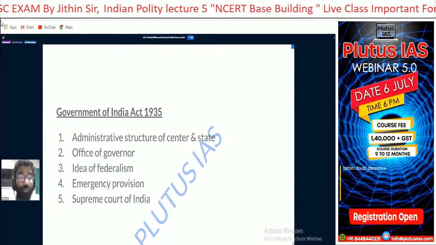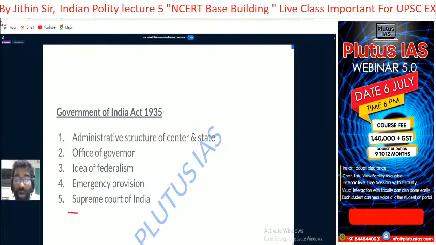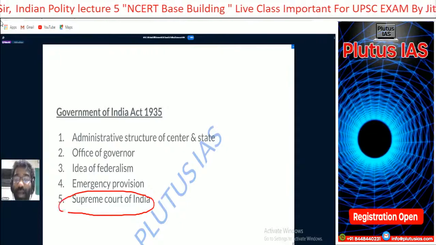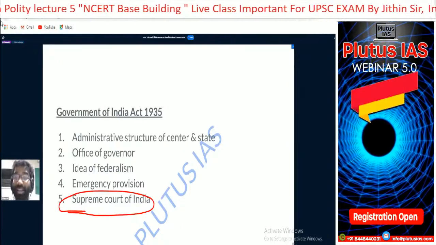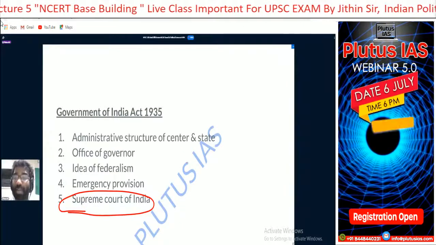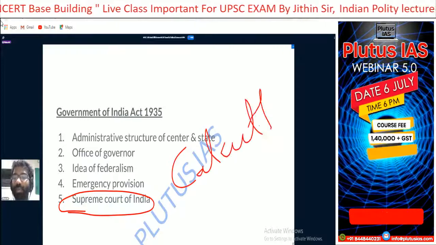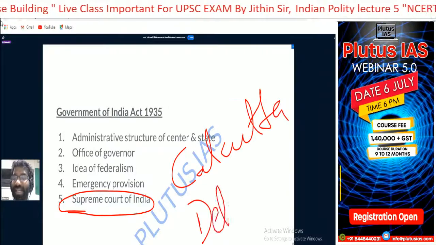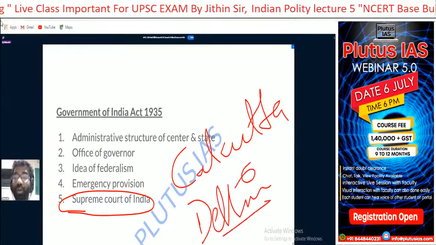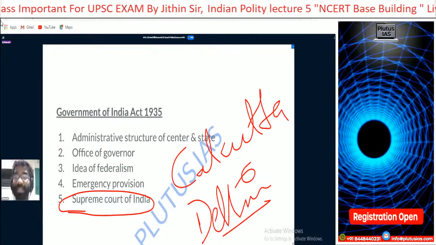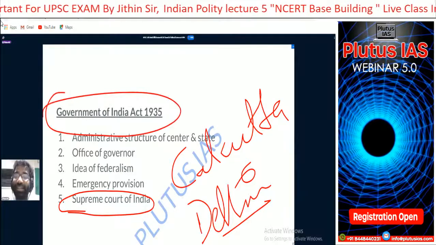And the office of Supreme Court, that there should be a Supreme Court in the country. Initially the Supreme Court was at Calcutta. Now the Supreme Court of our country is in Delhi, and there should be a Supreme Court of the country. ये हम लोगों ने कहाँ से सीखा? Government of India Act 1935 से.